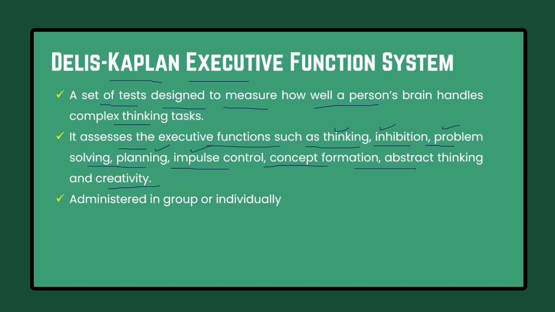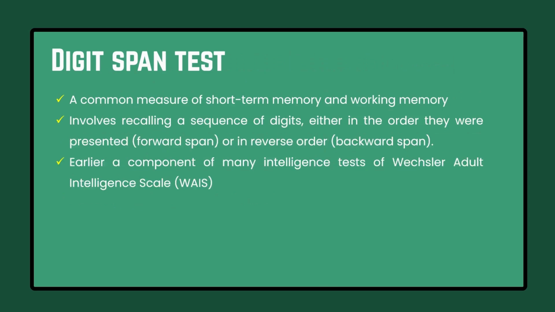Concept formation, like when you see something or read something, are you able to form a concept about what you saw or what you read? Abstract thinking and creativity. So this test can be administered in group or individually. Again, this is a set of tests. It's not a single test. So that was the Delis-Kaplan executive function system.